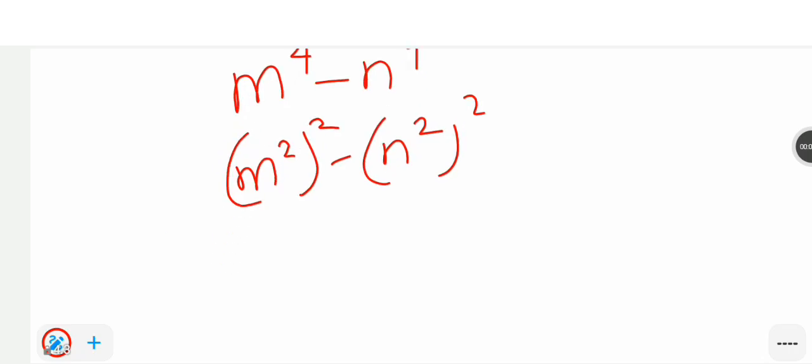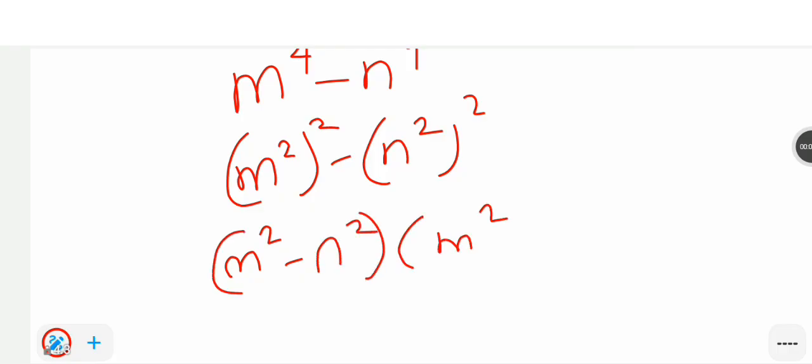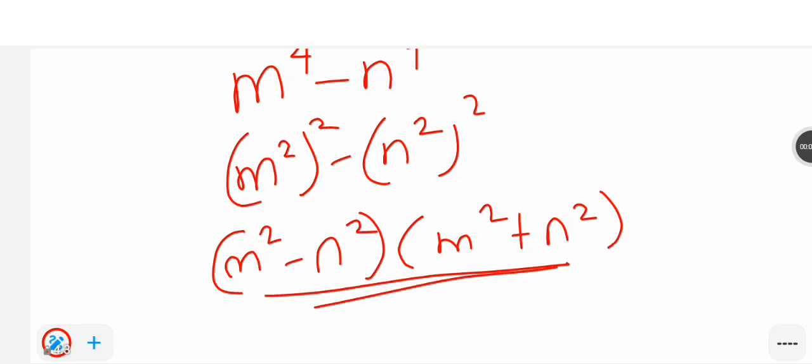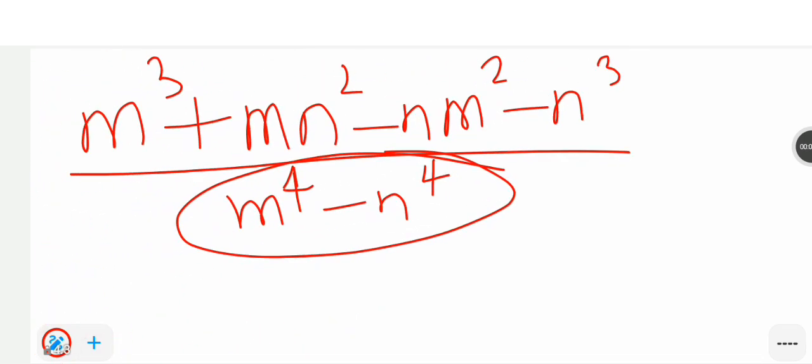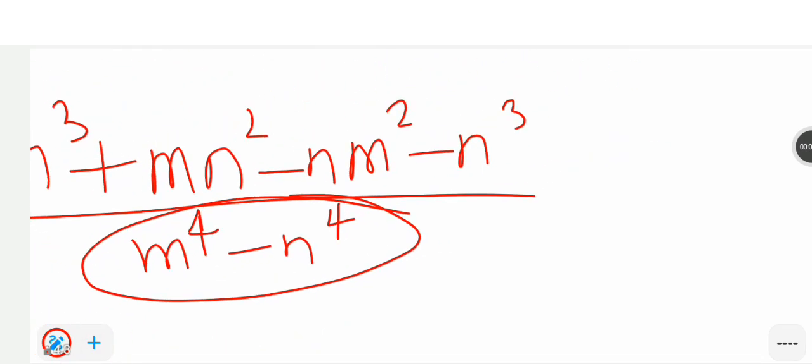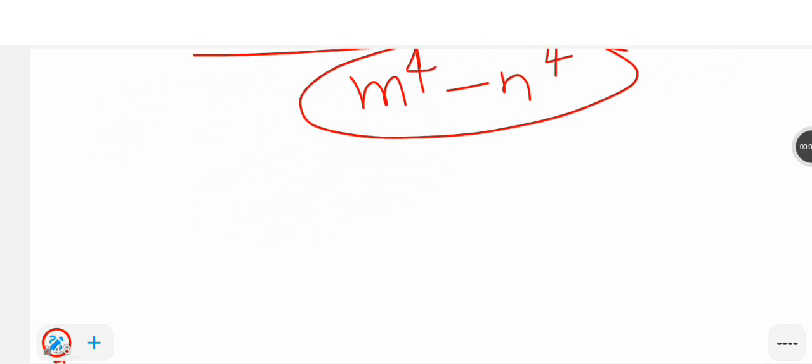Then just apply the normal difference of two squares here. We are dealing with m squared now and n squared. So you have m squared, subtract it first. Then you add it. So this is what the denominator is equal to. So just bring it up here and place it under here. It's going to look like this.